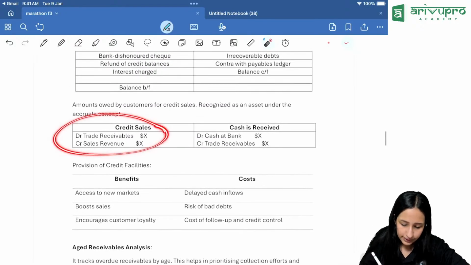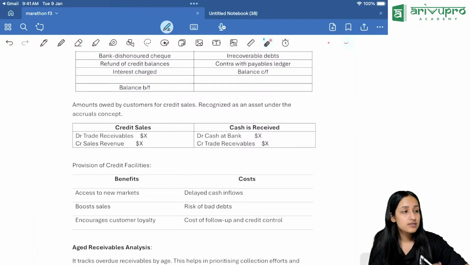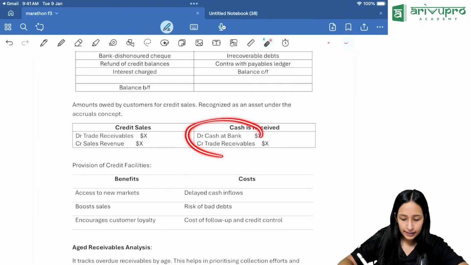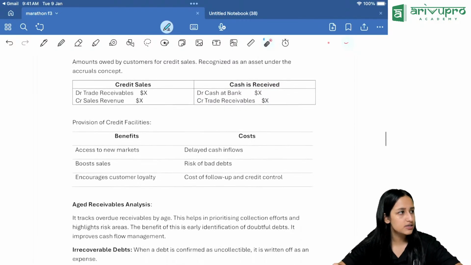Okay, this is the normal credit sales journal. Credit sales means that on credit, receivables come in, later receivables should be paid, and then cash increases and receivables reduce. This is the journal entry.